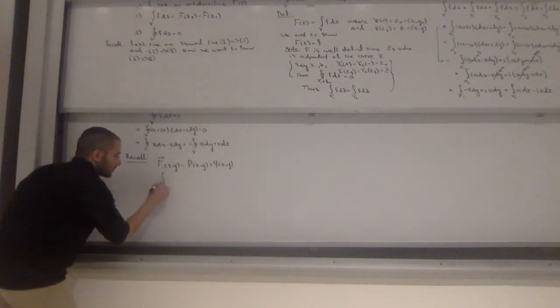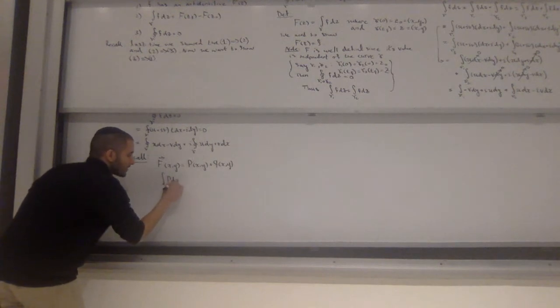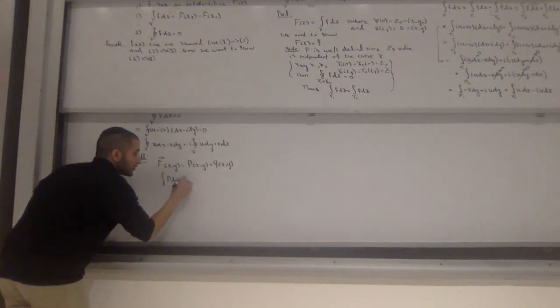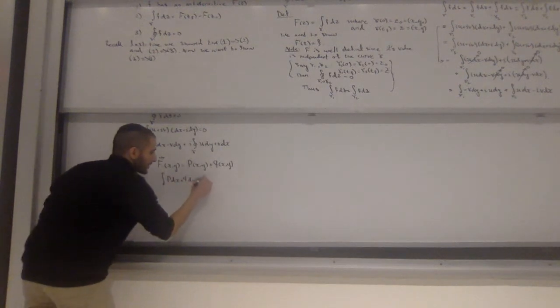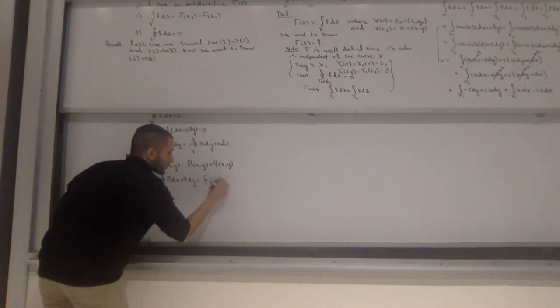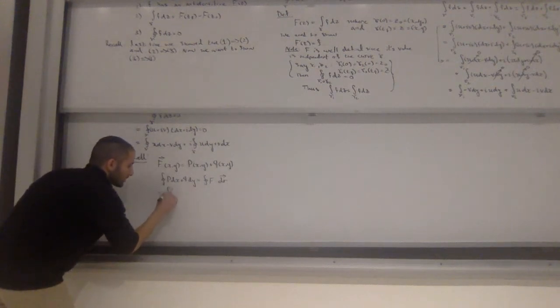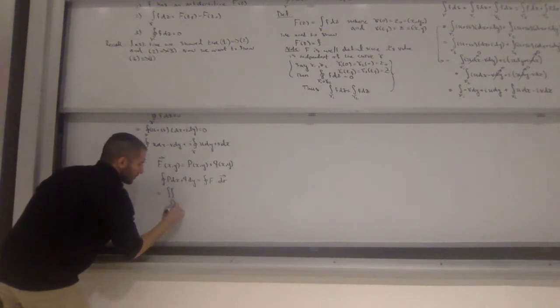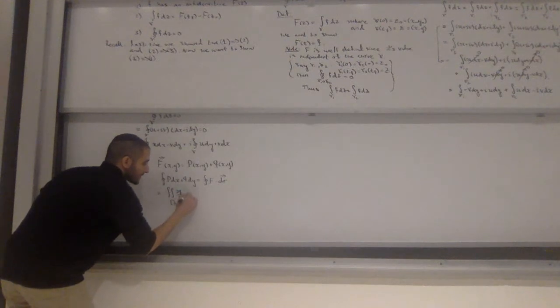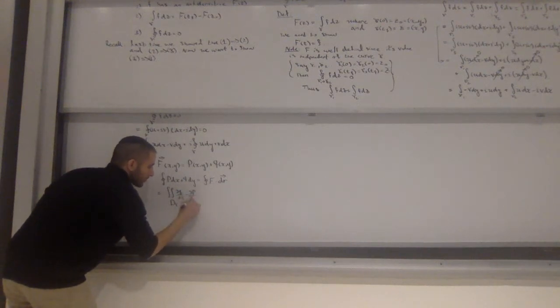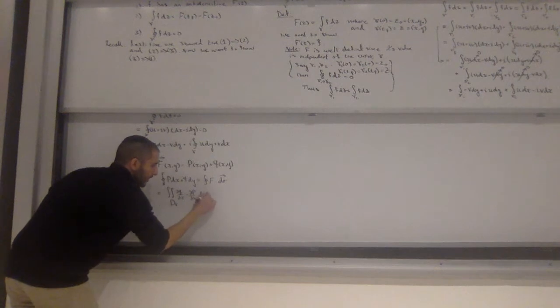Then the integral of p dx plus q dy. This, by the way, is nothing but the integral of capital F dot dr. So this is just a real valued line integral, which is equal to the double integral over the domain, well, D gamma, of the partial of q with respect to x minus the partial of p with respect to y, dx dy.